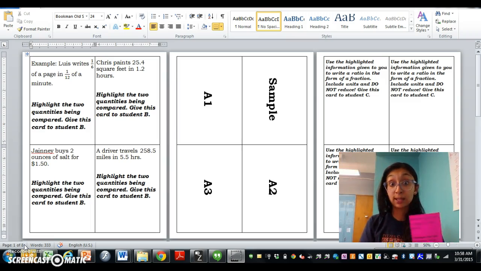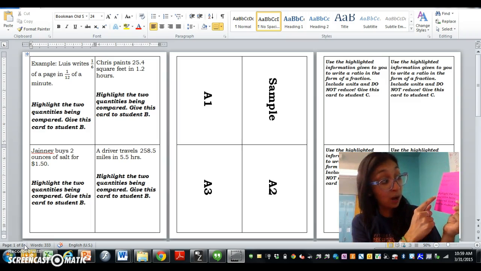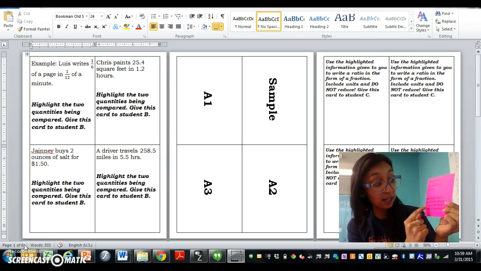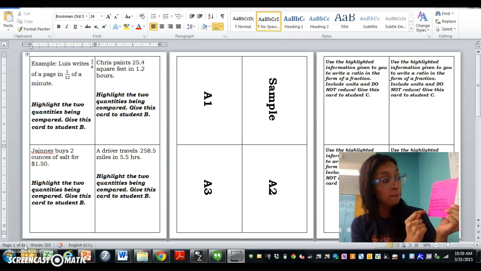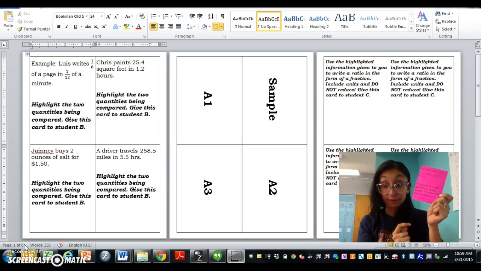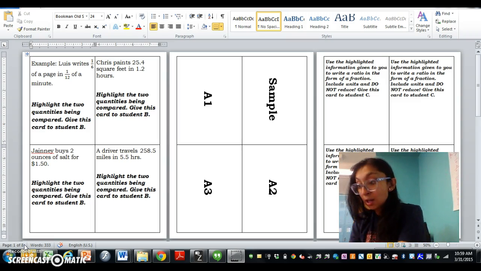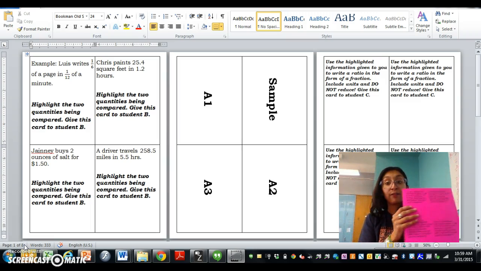And it essentially works like this. Every student is going to get a card and they're going to have it face down. This is student A's example. When they're done with this information, which is to highlight the two quantities being given, they're going to give this card to student B. Student B will then have this card.